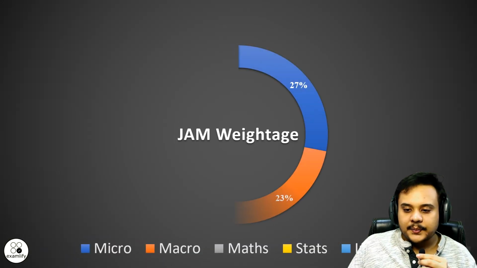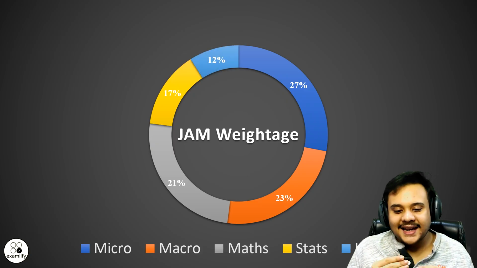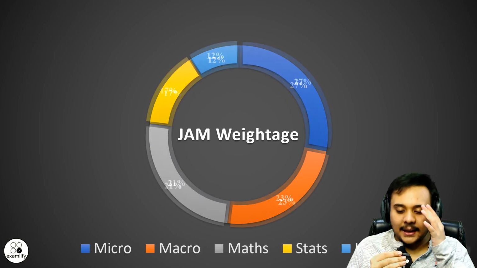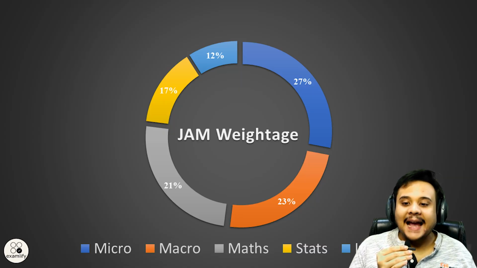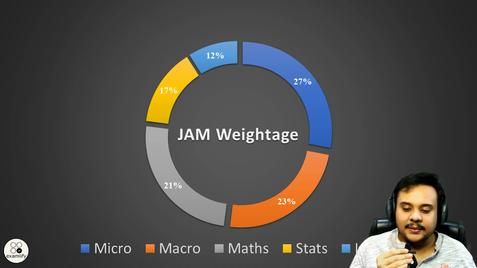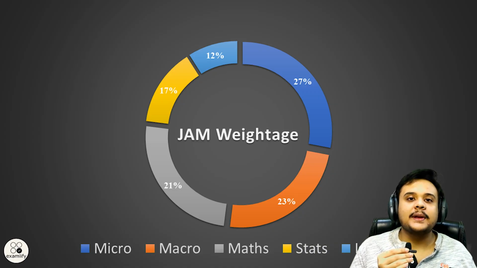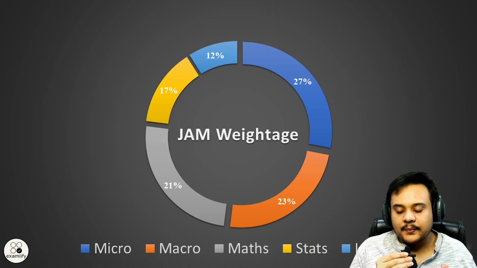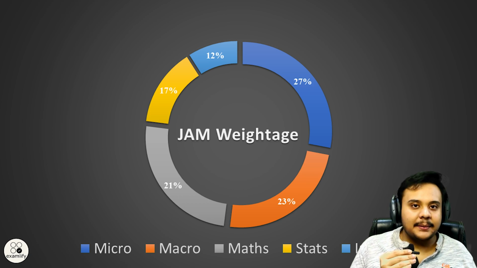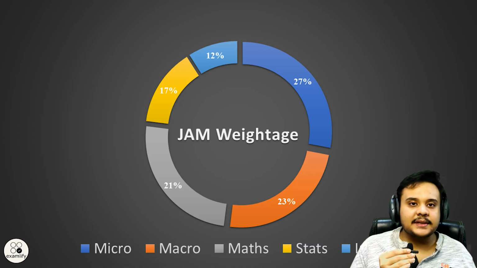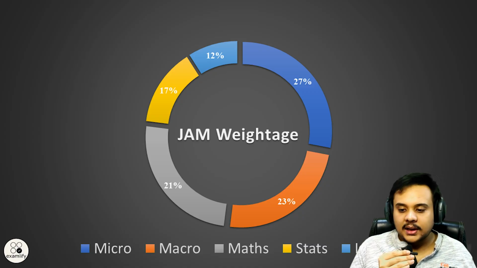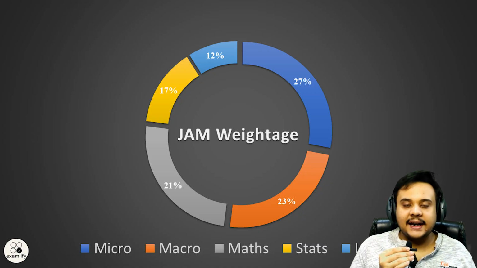Let us move on to look at the subject wise weightage of the JAM exam. First, we have microeconomics carrying the highest weightage at 27%. I have said this before as well that micro is going to be the most important subject for you. Sometimes there can be a paper where micro carries lesser weightage than some other subject, let's say maths or macro, but usually the trend is that micro will carry the highest weightage.